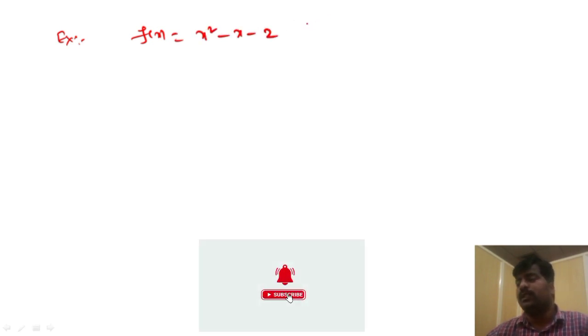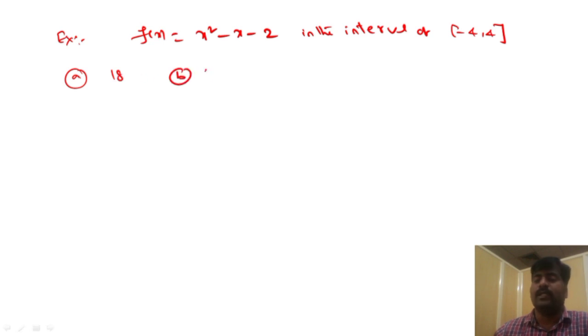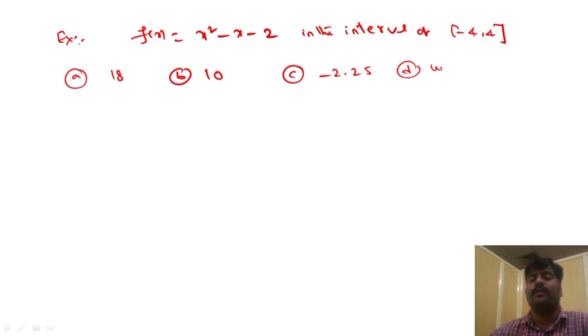Write down the first example. The maxima and minima of f(x) = x² − x − 2 in the interval (−4, 4). This was also a previous GATE question. Option A is 18, option B is 10, option C is −2.25, option D is undefined.